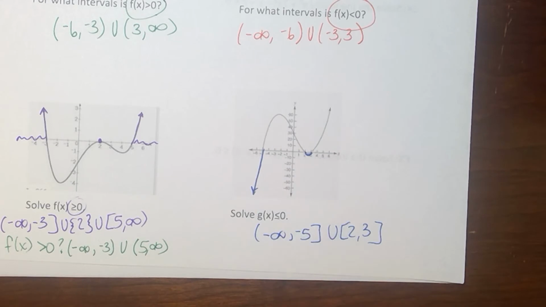Now if I change that to just less than, I'm not going to lose any values. It would just change my square brackets to curved parentheses.